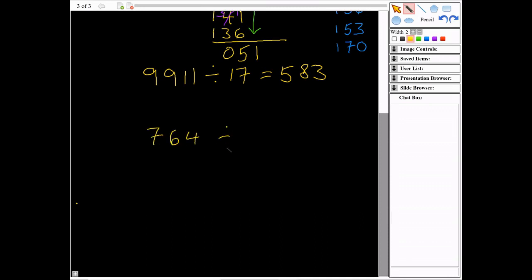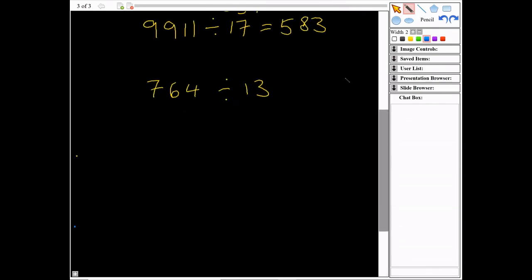Let's do 764 divided by 13. Okay, so first of all, I'm going to work out my 13 times table, put down the side here. So 13, 26, 39, 52, 65, 78, 91, 104, 117, 130. To work out this, all I did was start with 13 and then just add on 13 each time.